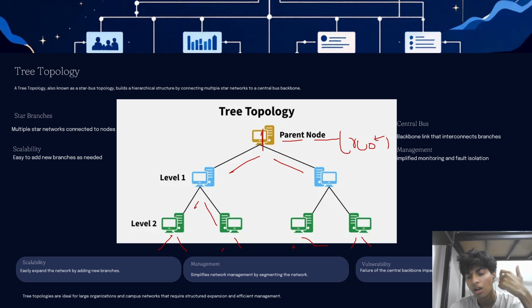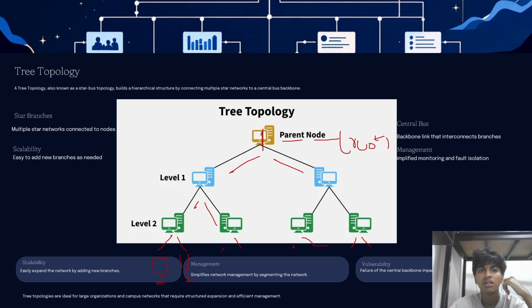This has multiple advantages, the easiest one being that it's very easy to expand, as you can add computers here and here without disturbing the main system. And this is very suitable for large networks, as this branching allows you to take multiple computers and seamlessly run them without any issues, and this is especially good for large networks.